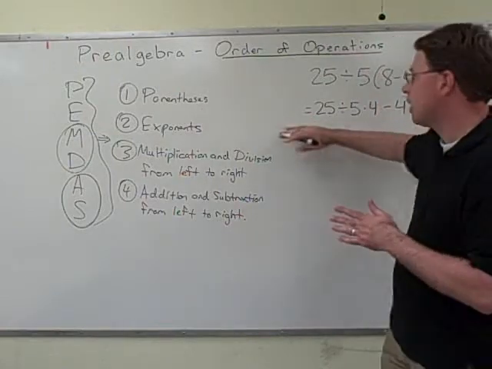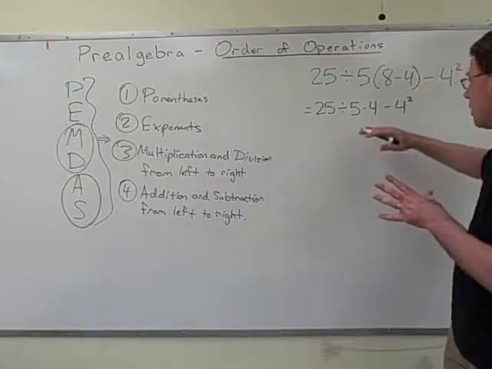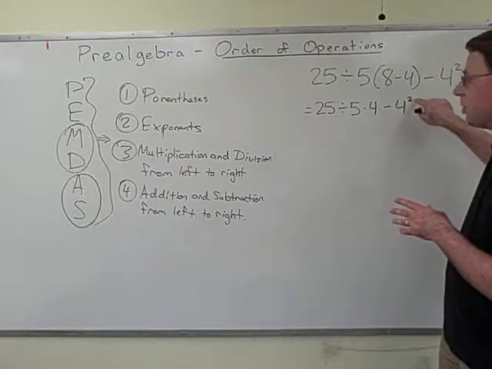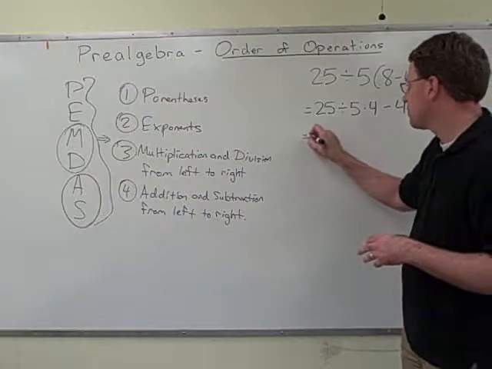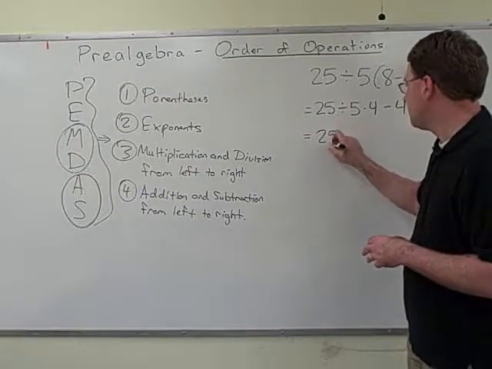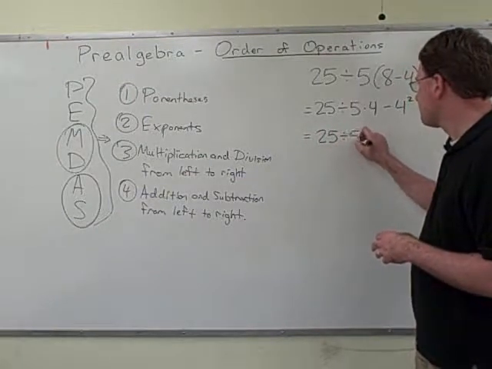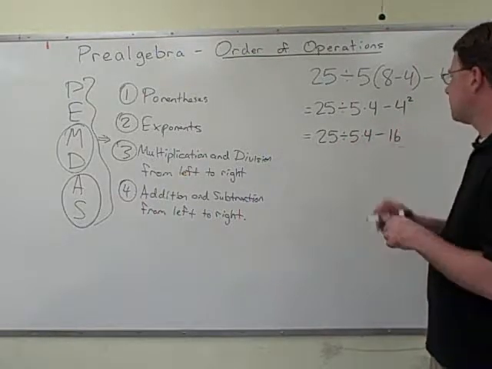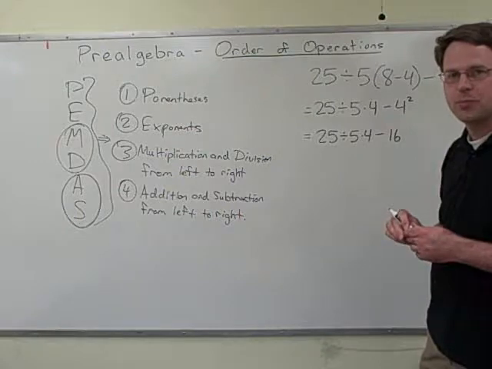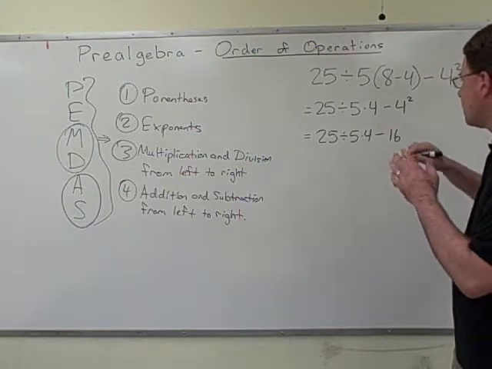Parentheses are all done, they're all gone, so we go to exponents. Are there any exponents here? Yeah, there's one right there. So let's take care of that. What's 4 to the second power? That's 16. So we copy everything else down the same, and then we write minus 16 at the end. Okay, so what's next?